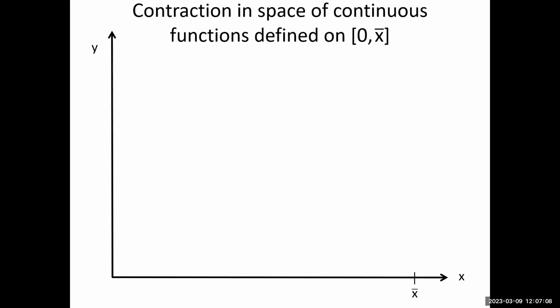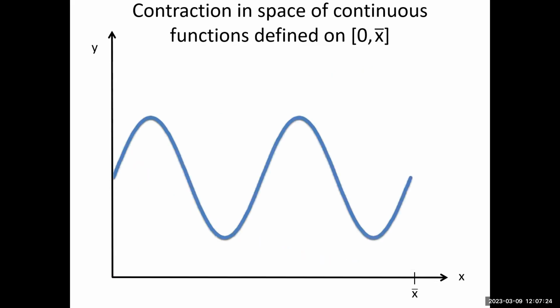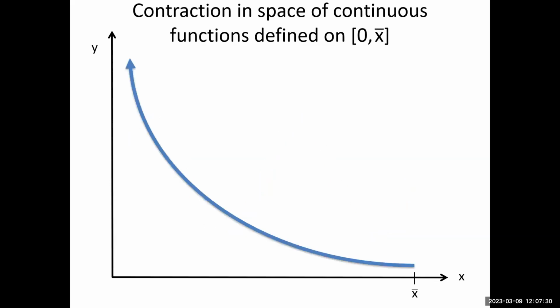In terms of visualization, the contraction mapping will yield a series of curves that converge to a fixed curve instead of a series of points that converge to a fixed point. The fixed curve could look like this, or this, or this, but there are curves that are ruled out. This curve representing the function 1 over x is ruled out because it is not defined at 0.